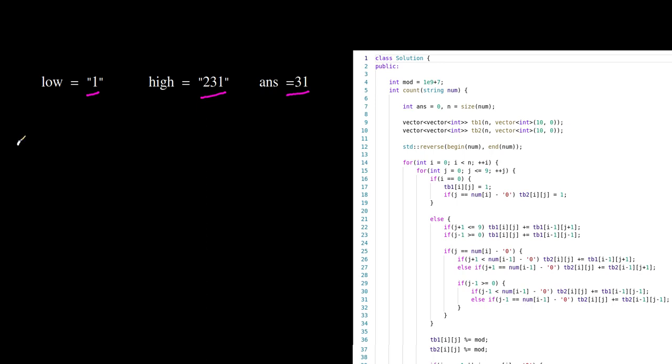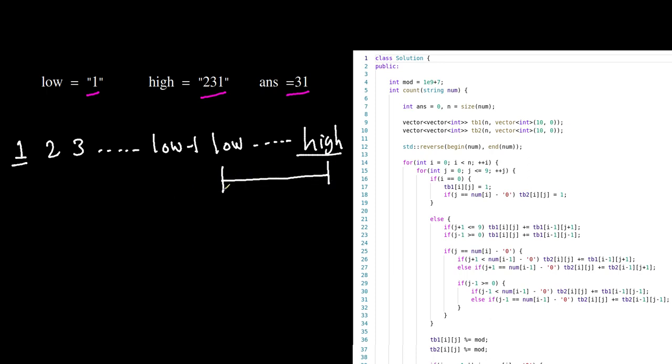Now to solve this question, assume we have numbers 1, 2, 3 up to low minus 1, then we have low up to high. So we have numbers from 1 up to high. Now the solution should be between the values low and high. This is the answer.